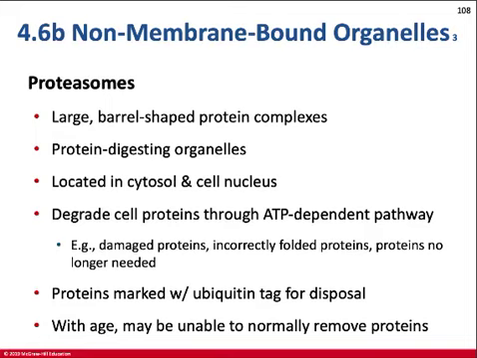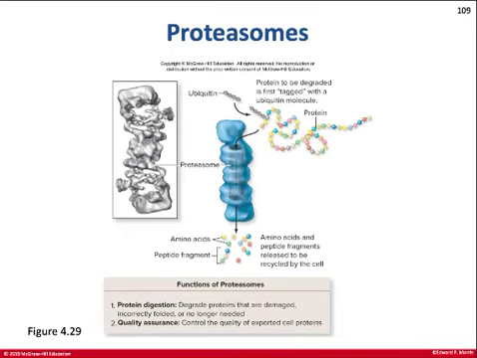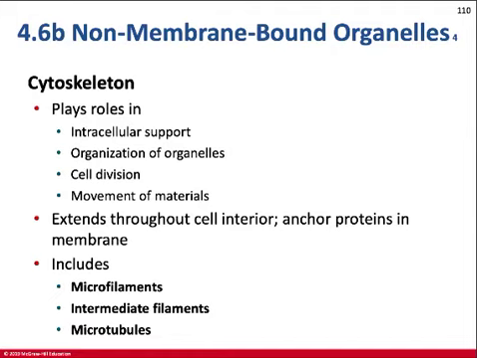Proteasomes are just barrel-shaped protein complexes that can digest organelles located in the cytosol and the nucleus. They degrade cell proteins through ATP-dependent pathways. Proteins get marked with ubiquitin so that they can get destroyed. With age, they may be unable to normally remove proteins, and that can lead to the death of the cell. So you can see an example of a proteasome here. Okay?